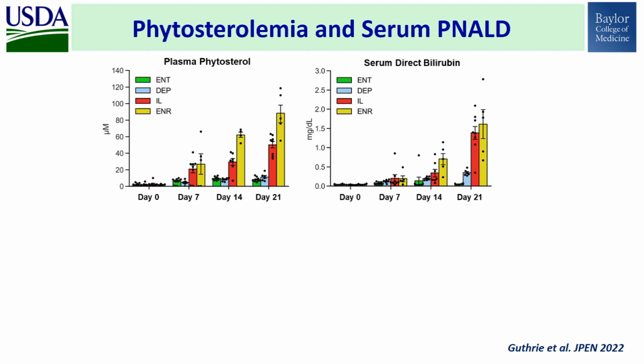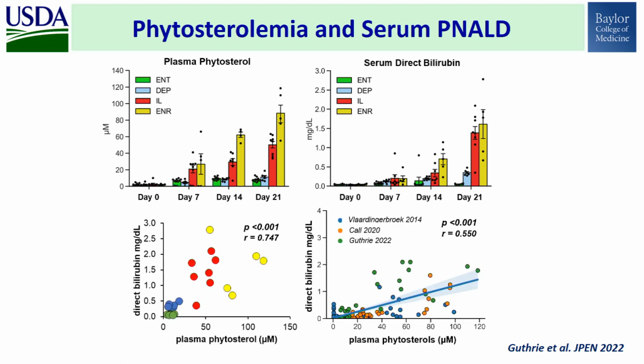So if we look first at the plasma phytosterol concentration shown here in the top left, what you can see is both the Intralipid and the enriched group had an increase in phytosterols that began really at day 7 and became more marked after 3 weeks. At the same time, you can see a correlating increase in serum direct bilirubin, especially in the enriched group, but at day 7, at day 21, also remarkably in the Intralipid group, consistent with some of our previous work with Intralipid.